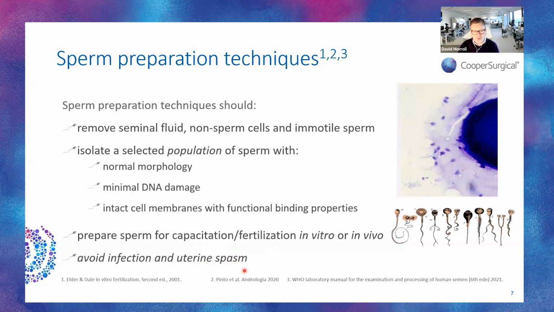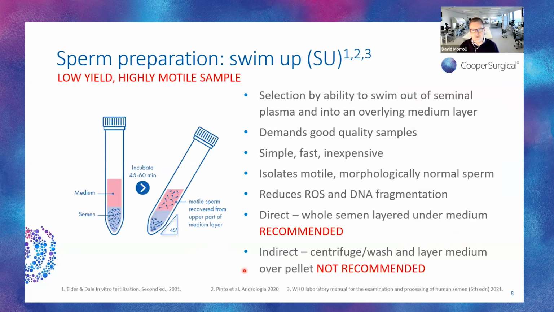So we want that motile, normal subpopulation of sperm. There are a few techniques. I'm going to concentrate on a couple of them, the more common ones. The first one is, of course, the swim up. No surprise here that selection during a swim up is based on the ability of sperm to swim out of seminal plasma into an overlying medium. Therefore, because it's motility based, it generally is reserved for good quality samples where the motility is good.